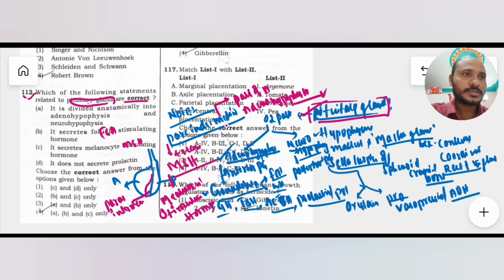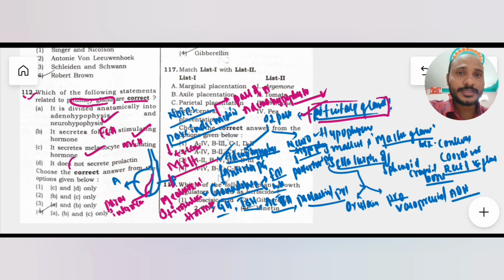Now let's get to the options. It is divided anatomically into adenohypophysis and neurohypophysis. Yes, this statement is right. It secretes follicle stimulating hormone. Yes, FSH is secreted here, so this statement is also right. It secretes melanocyte stimulating hormone. Yes, it is also secreted here by the pars intermedia, which is already a part of the adenohypophysis. So this statement is also right.